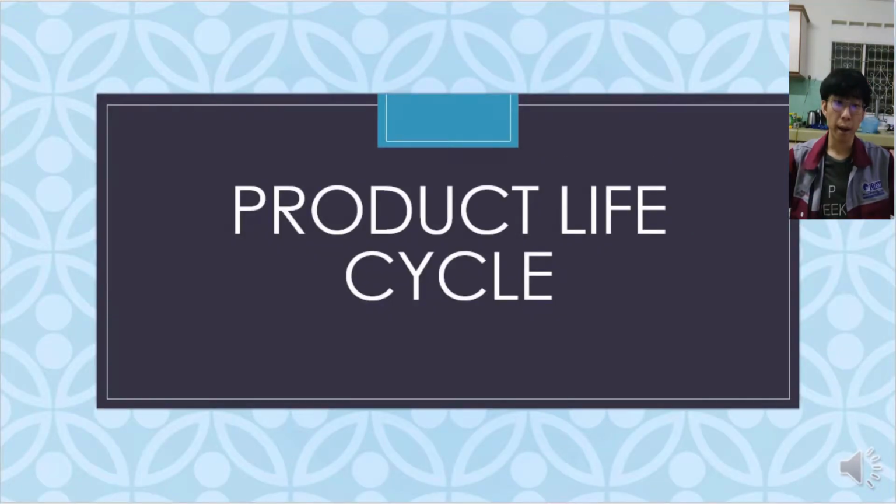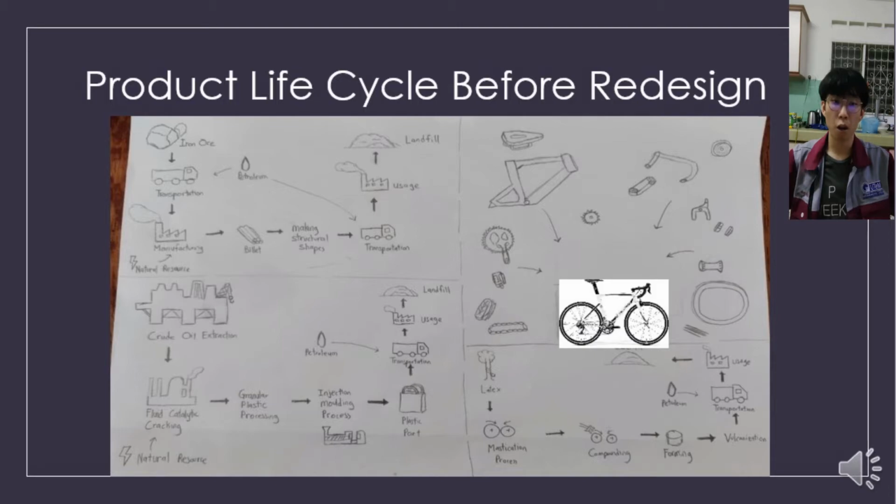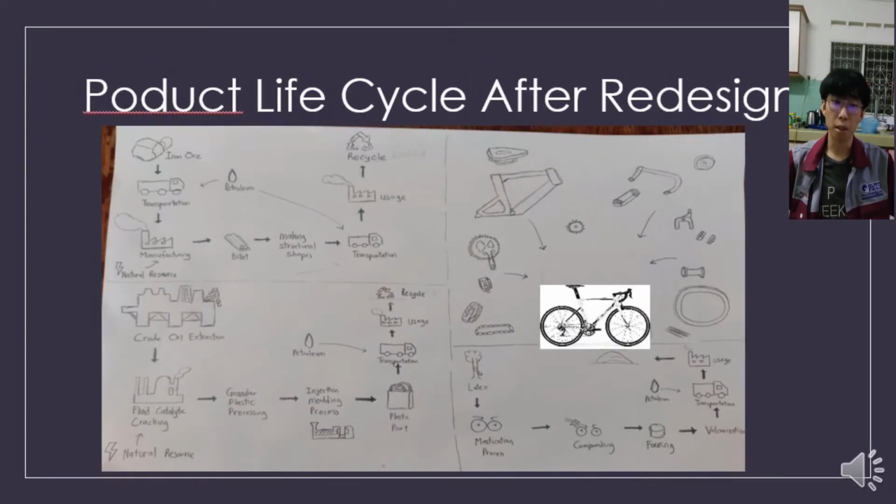Product life cycle. As the picture shows, the original product life cycle involves a lot of landfill for disposing of waste. This might pollute the environment, which results in non-sustainability. Hence, our target is to make it sustainable by using recycling or remanufacturing to decrease the waste. Just as shown in this picture, it is an ideal product life cycle.